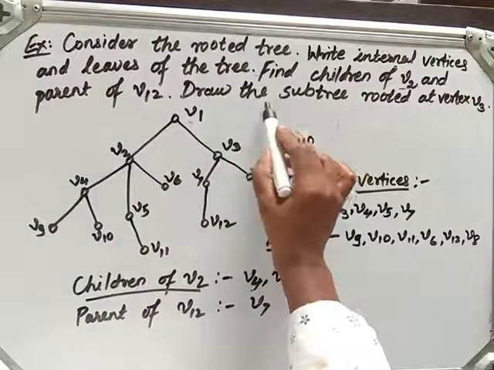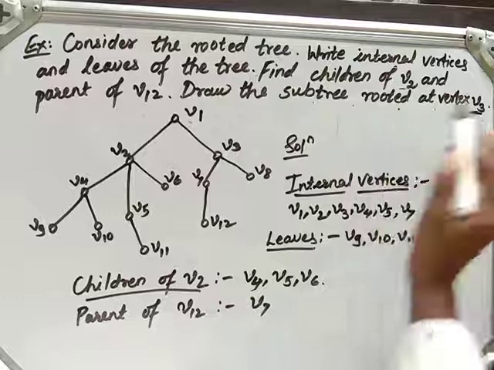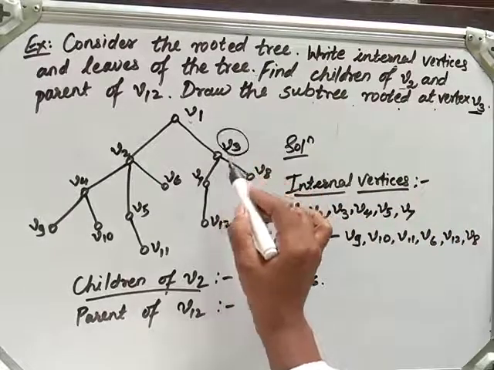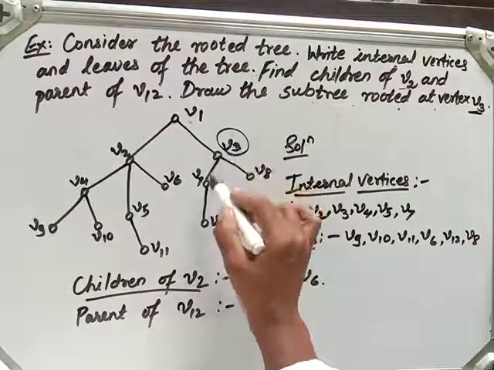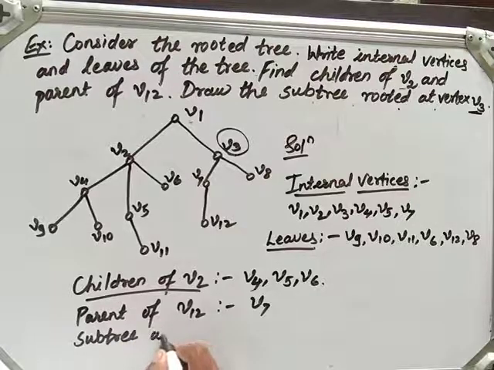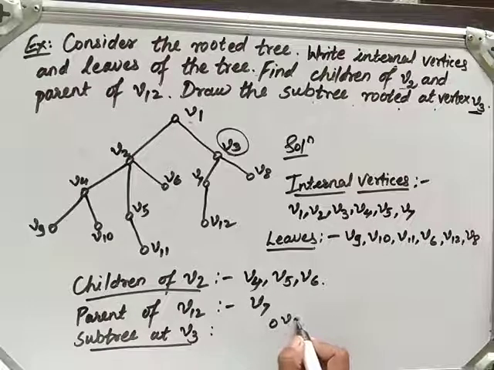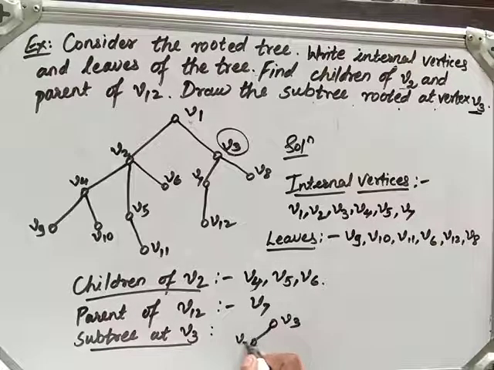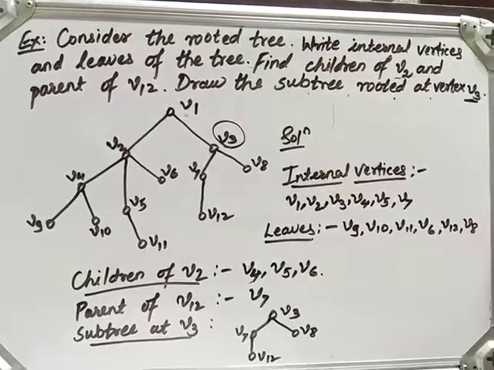Now next part, draw the subtree rooted at V3. So we will look for this V3 and we will consider it as a root. So this whole tree we need to draw. So the subtree at V3 is what? This V3, then V7, V8, and then again from V7 up to V12. This is our subtree here. Okay, this is the answer here. Let's go for the next part.